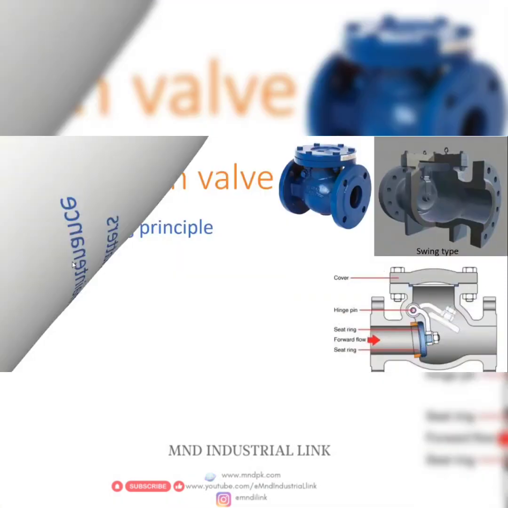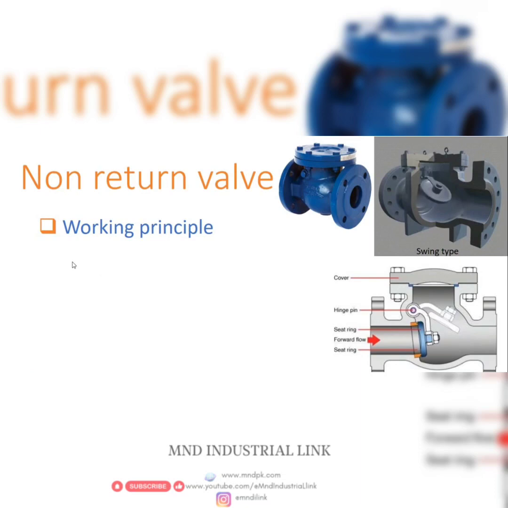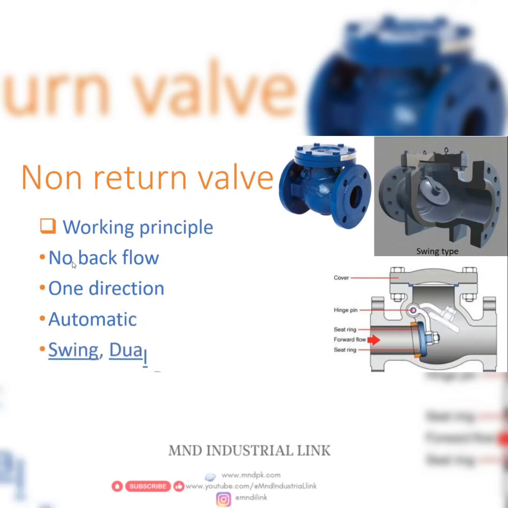Working principles of the non-return valve, also known as the check valve. The function of this type of valve is to prevent backflow by a moving seating ring. They allow flow in only one direction. Usually these valves are essential after a pump. These valves work automatically, like during a power cut. There are three types: swing, dual and lift.